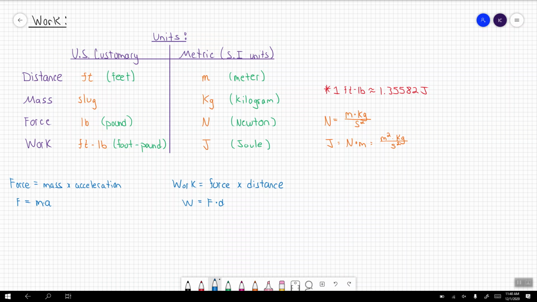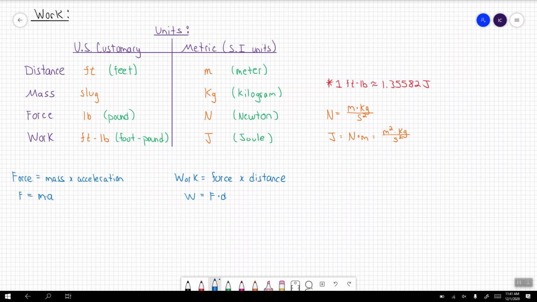At the end of the day, we can definitely convert foot pounds into joules. It's not a direct correlation that 1 foot pound is equal to 1 joule. It's an approximation, more like 1 foot pound is equal to approximately 1.35582 joules. So in order to keep working with this, what we want to do is focus on, let's say, a certain object.